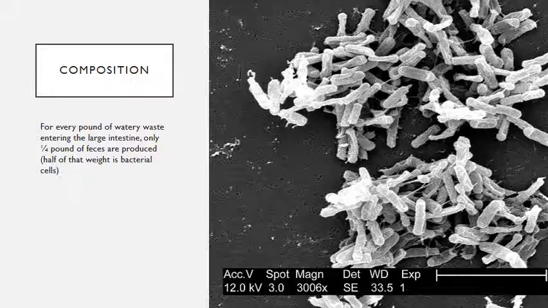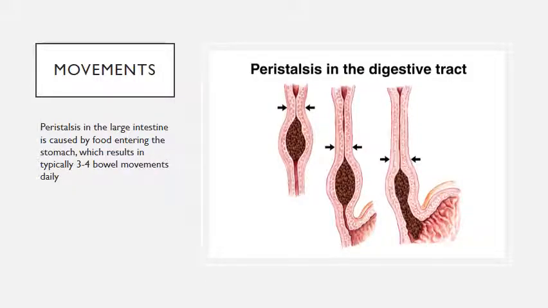So you've gone from a pound coming in to a quarter of a pound coming out. You've done a lot of water reclamation. Now, you do need to get your feces out, and you get your feces out in the same way you got food in, through peristalsis. You're going to have muscle contractions in the large intestine, and those are going to push balls of this feces toward the anus.